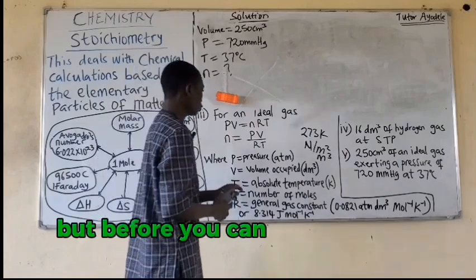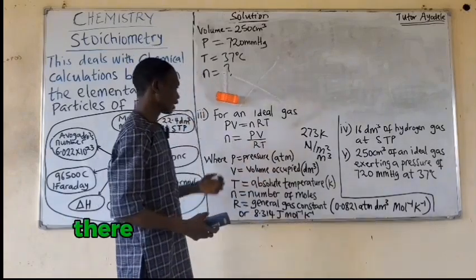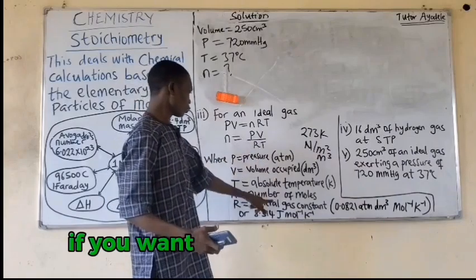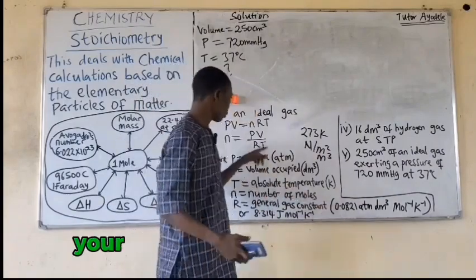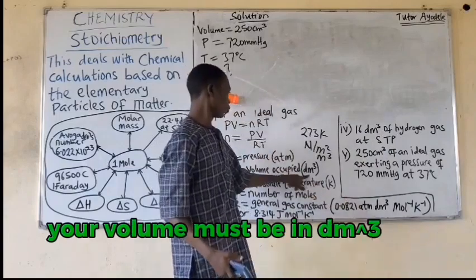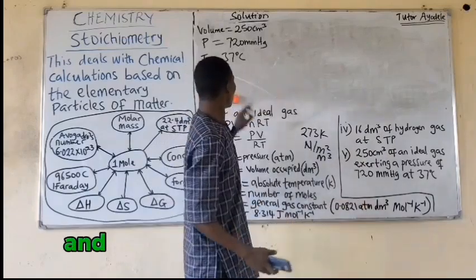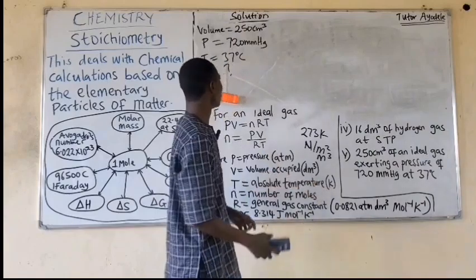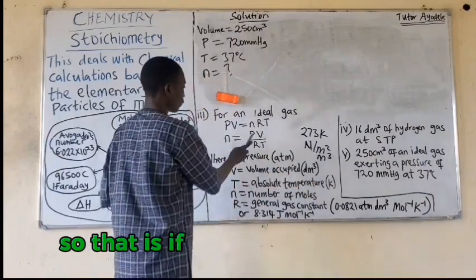But before you can just begin to substitute, there are some rules that guide it. Your pressure must be in ATM. If you want to use this formula, your pressure must be in ATM. You can see ATM here. Your volume must be in dm cube. You can see dm cube here. And our temperature must be in Kelvin. So that is if you want to use this.